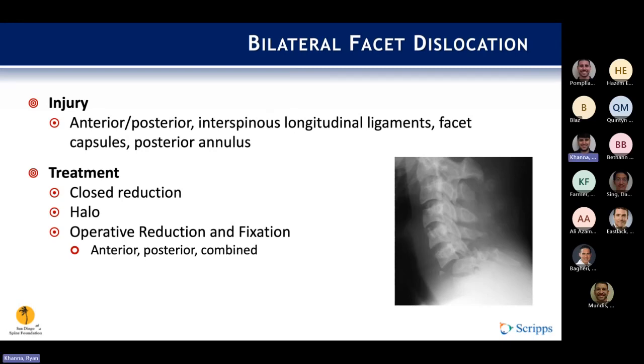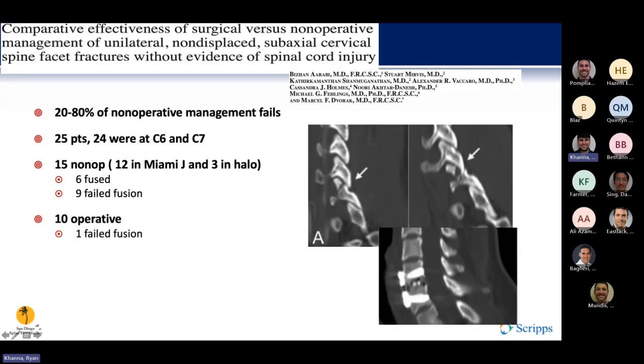For patients with a bilateral facet dislocation, jumped facets or perched facets, closed reduction usually is the first thing that we want to think about. But there are other treatment options, including halo, and in more recent years there's been a push to take these patients to the OR for an operative reduction and fixation. Closed reduction is usually just a way to temporize until you can take the patient to the OR. Depending on what the scan looks like and the patient's symptoms, the approach is either anterior, posterior, or in a lot of cases combined.